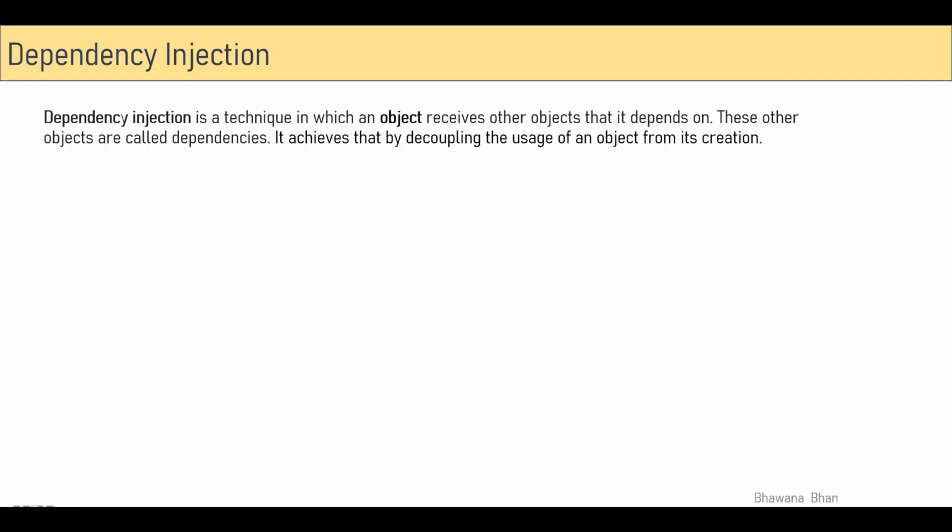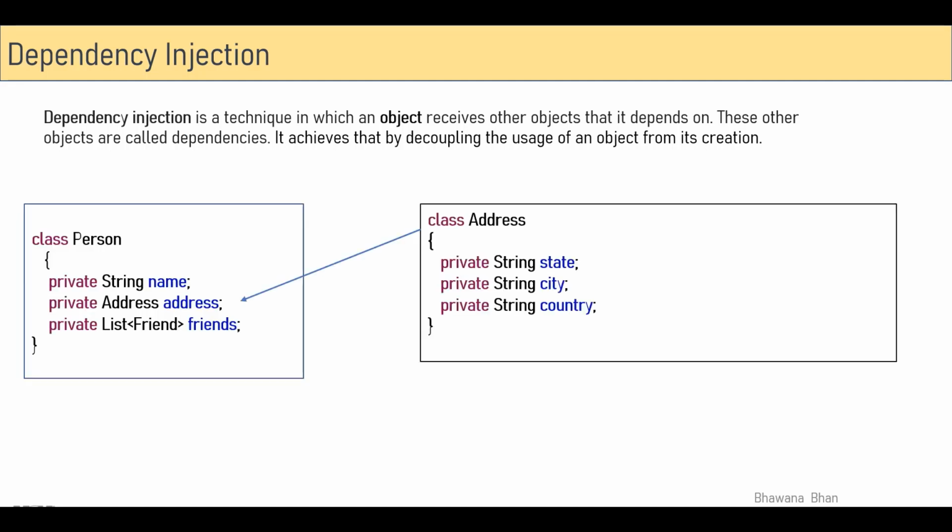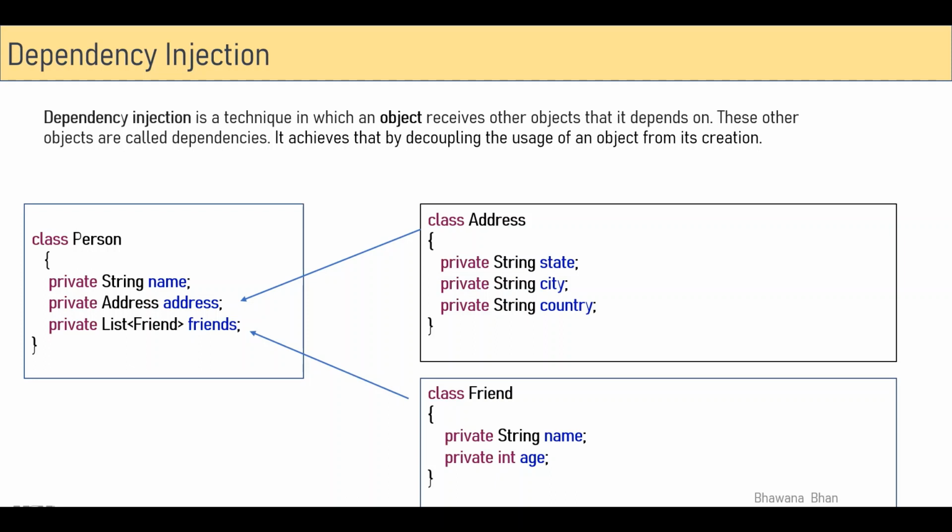So let us go back to here. If you can see, the class is there. I have an address as a dependent object, and I have another dependent object as a list of friends. So in this class, I have a dependency on the name, on the address, and on the friends. Friends can be multiple. A person can have multiple friends, that's why I took it in the collection format.